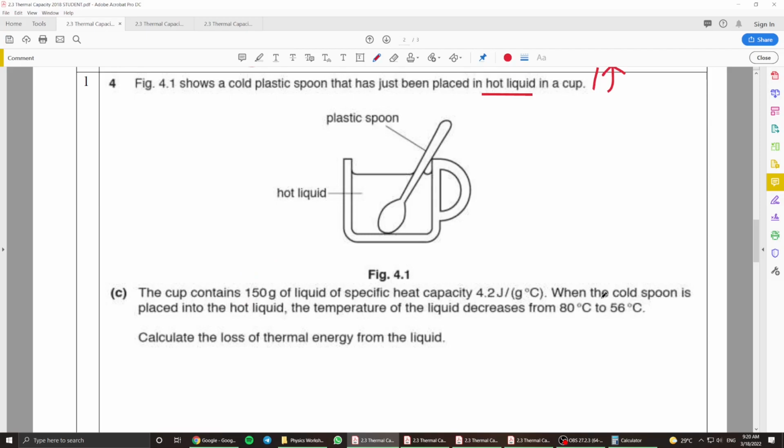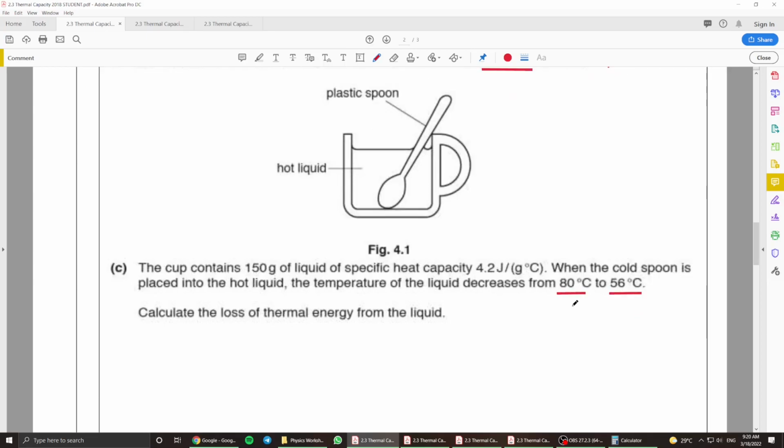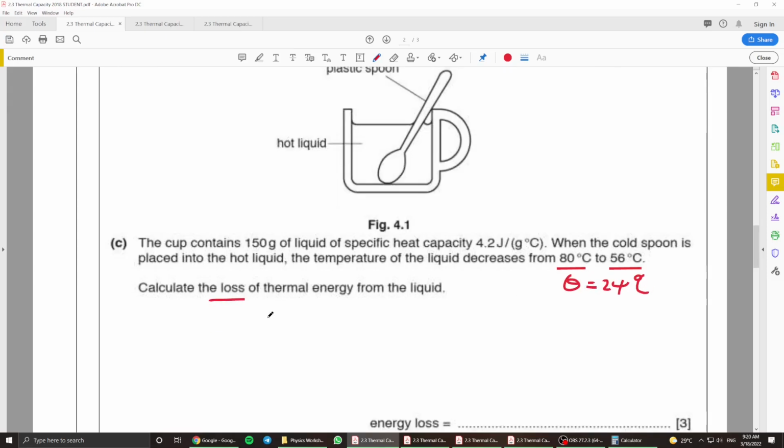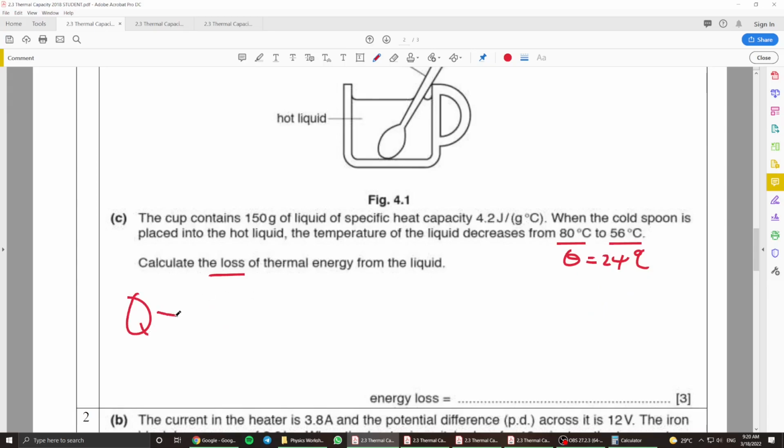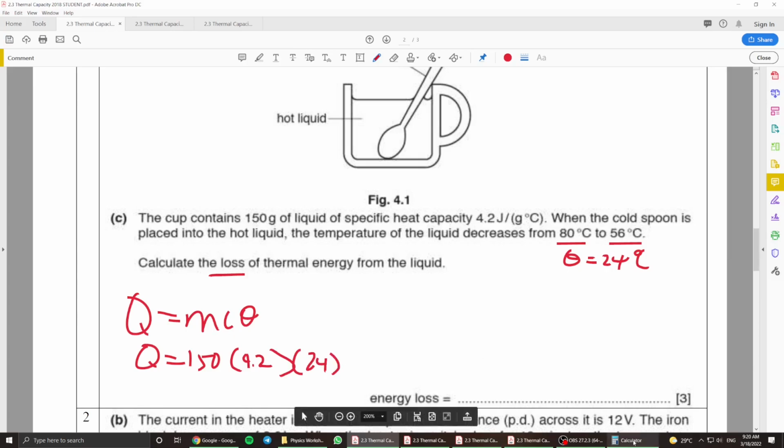When the cold spoon is placed into the hot liquid, the temperature of the liquid decreases from 80 degrees Celsius to 56 degrees Celsius. I know that the theta here is going to be 24 degrees Celsius. Calculate the loss of thermal energy. It is essentially Q equals mc theta here. Q will be equal to 150 multiplied by 4.2 multiplied by 24. Press all of that into your calculator.